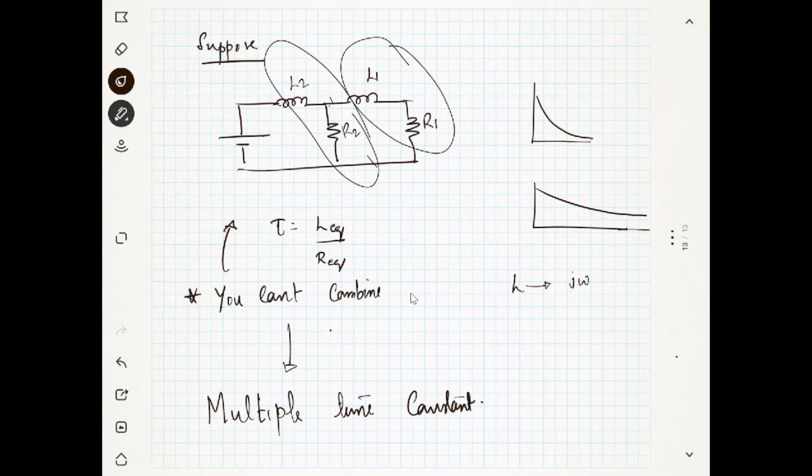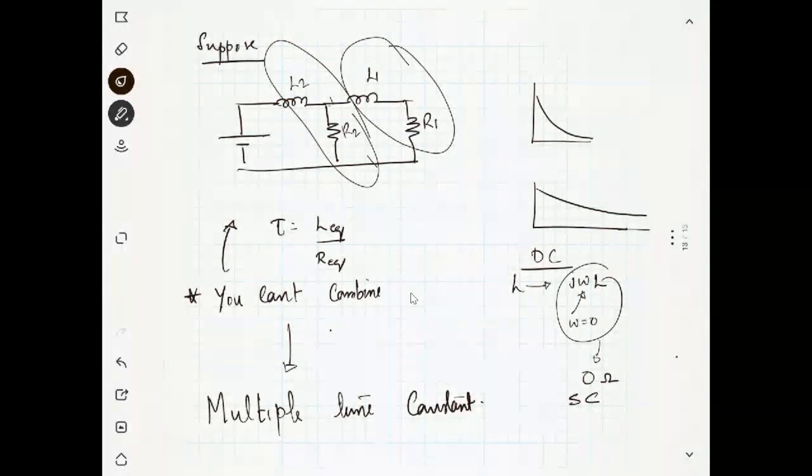It's j omega L. What is omega? Omega is 2 pi f. What is omega for a DC signal? Zero, because the frequency is 0. Then what is the reactance for this? Zero. 0 ohm means it's a short circuit. That means the inductor is a short circuit. It is showing the steady state condition. It is not showing the transient condition. Am I correct? Yes.